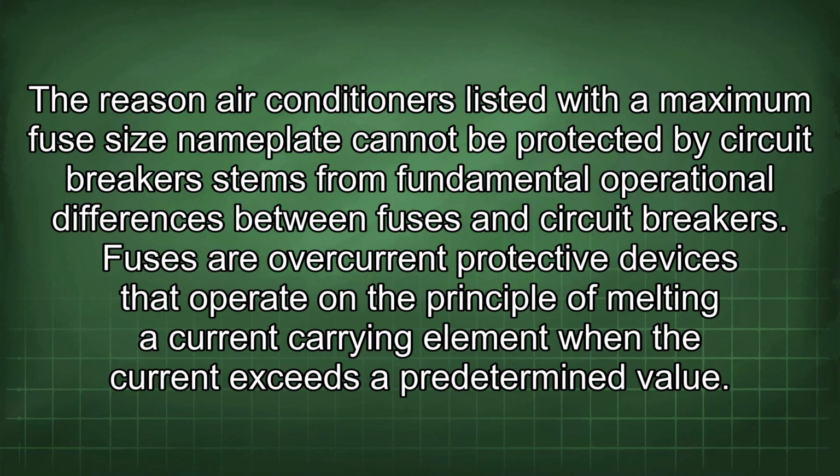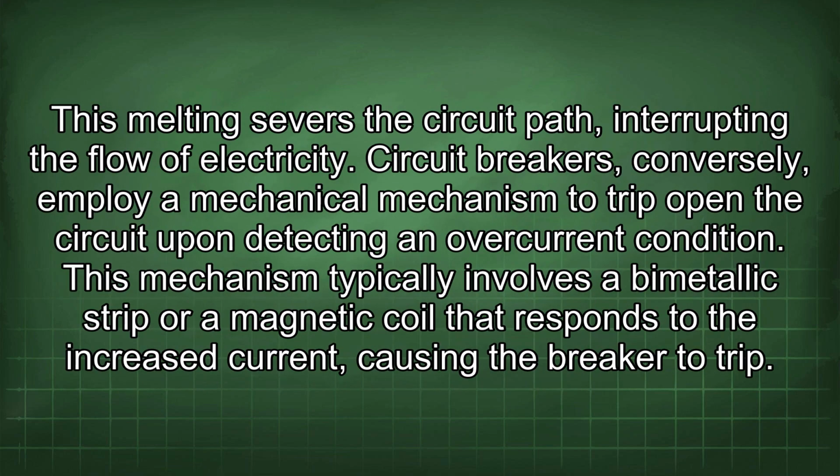The reason air conditioners listed with a maximum fuse size nameplate cannot be protected by circuit breakers stems from fundamental operational differences between fuses and circuit breakers. Fuses are overcurrent protective devices that operate on the principle of melting a current-carrying element when the current exceeds a predetermined value. This melting severs the circuit path, interrupting the flow of electricity. Circuit breakers, conversely, employ a mechanical mechanism to trip open the circuit upon detecting an overcurrent condition.